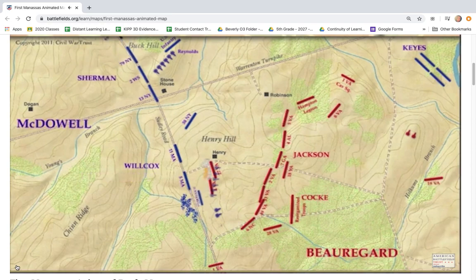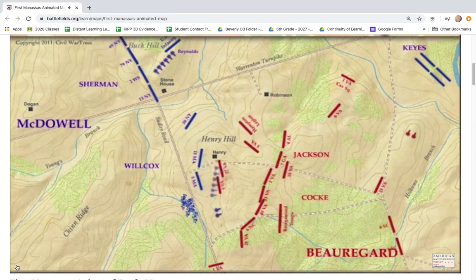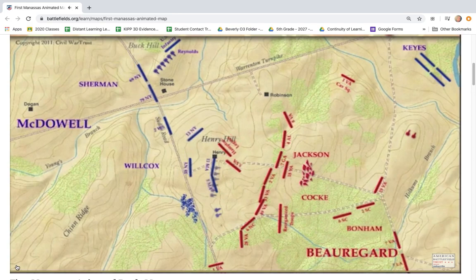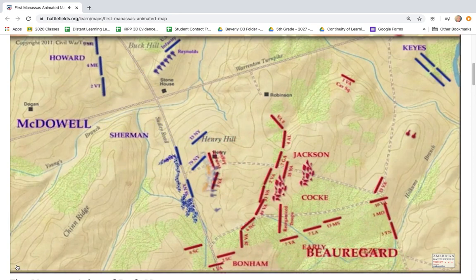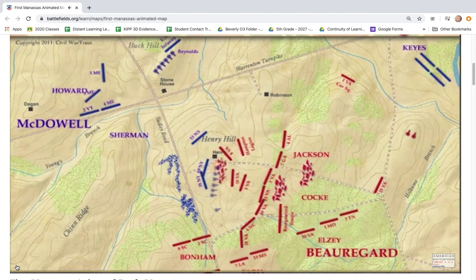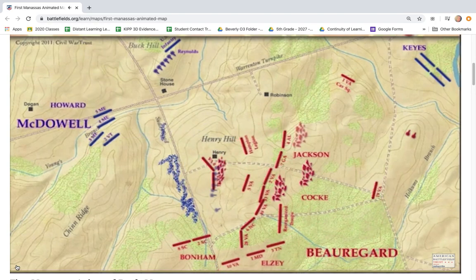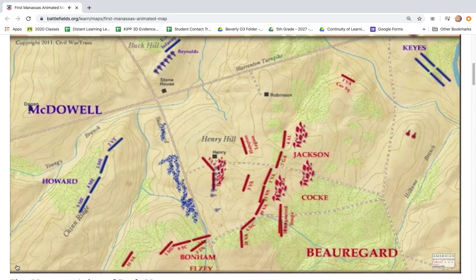The Union launches several bloody assaults and gets weaker as the day goes on. The Confederates are only getting stronger. They bring fresh troops to the field and extend their lines beyond the Union flank. By the time the last Union reinforcements arrive, they move on to Chinn Ridge and find they are already outflanked.